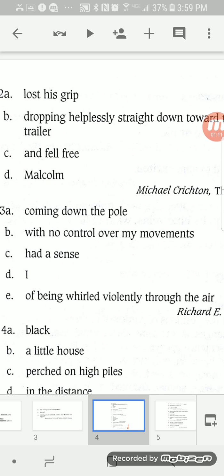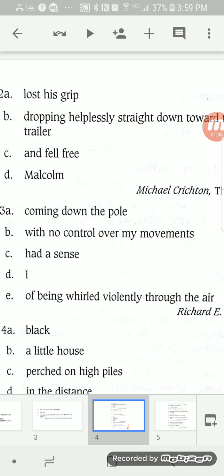Dropping is an ing phrase. We'll deal with that later. So I'm going to go with lost his grip. Malcolm lost his grip and fell free. That makes sense, right? So Malcolm lost his grip and fell free is the basic sentence there. And then what the ing phrase is going to do is you can insert it in three places in that sentence, all right? So if Malcolm lost his grip and fell free is the basic sentence.